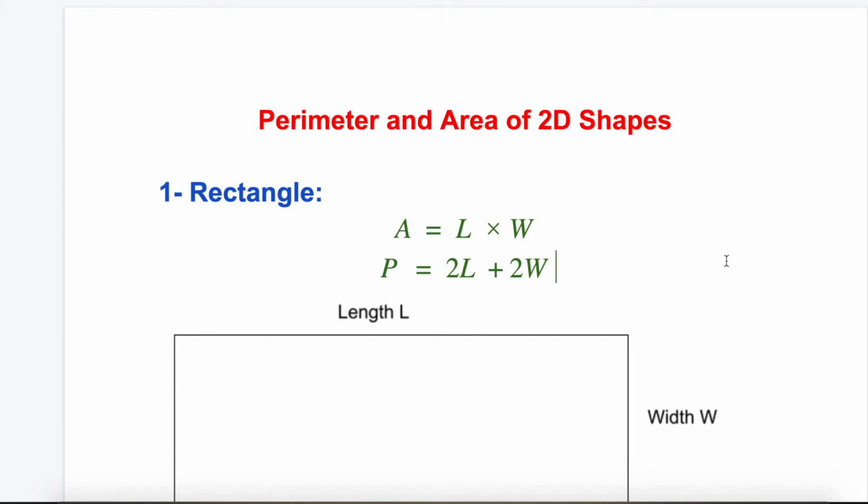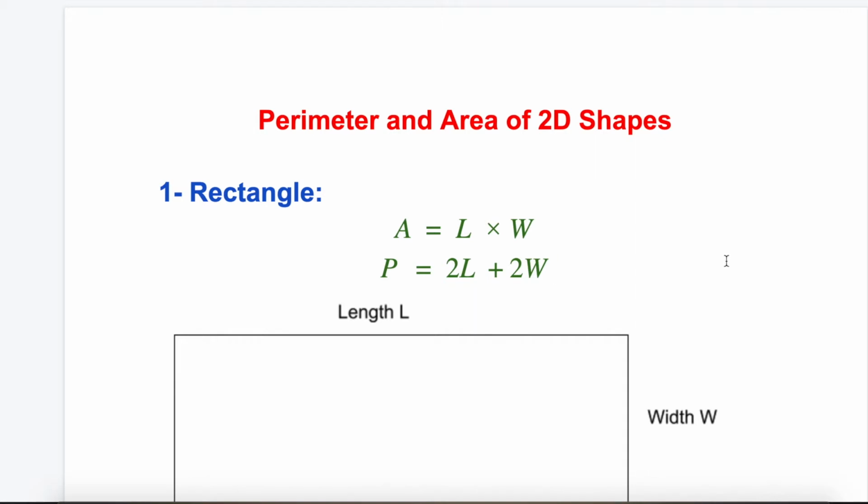So it has something to do with multiplication, like length, width, base, height. It's more about multiplication. So perimeter is more about addition, area is more about multiplication. Area is like the whole surface inside, whereas perimeter is just the sum of all sides.